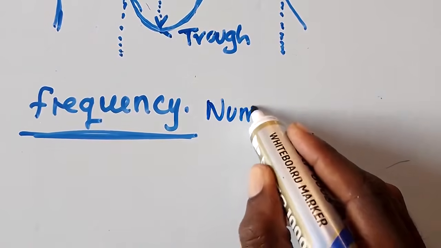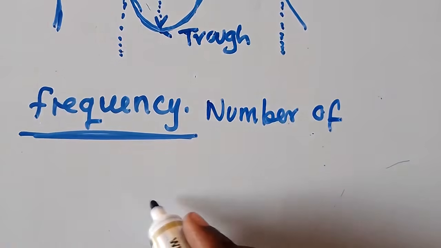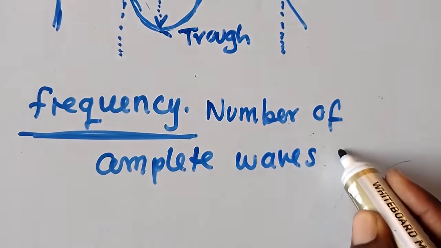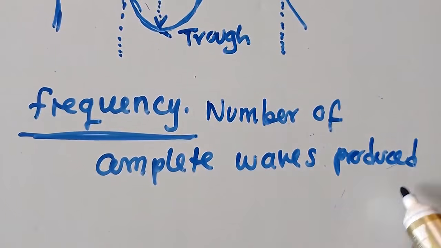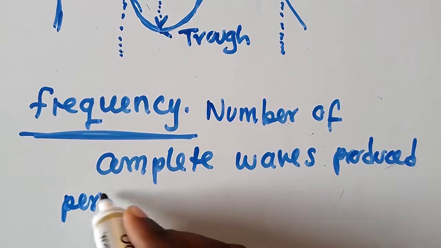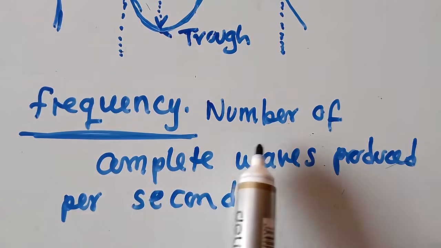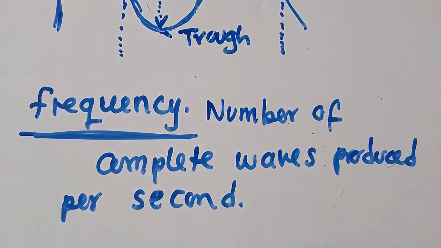So this is just the number of complete waves produced per second. This is what you need to get. Each time you're talking about frequency, this is the number of complete waves produced per second. In other words, frequency is how many waves are made in 1 second. So how many waves are we going to make in 1 second? This is the frequency that we are actually talking about. Let's make sure we understand this point.